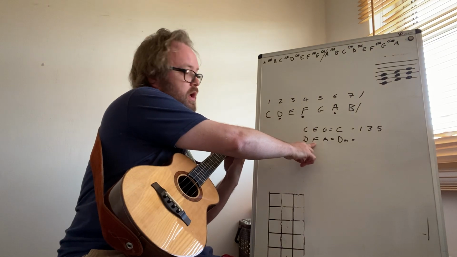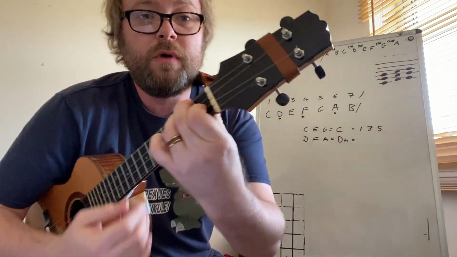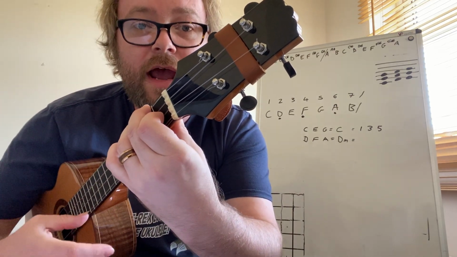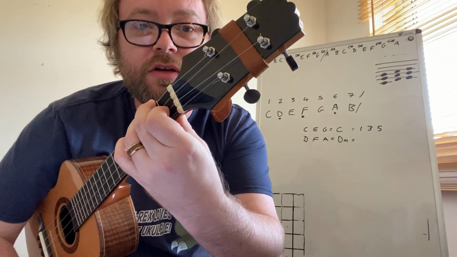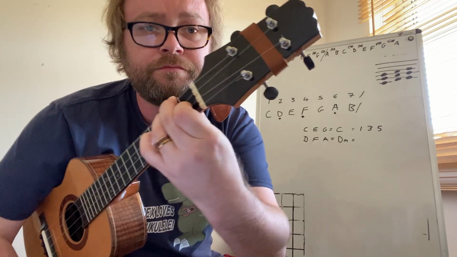Here it is. And then because we've got 4 strings on our uke and only 3 notes, we have to repeat one of those 3 notes, and the easiest one to repeat is an A, because we can just play the bottom string open. So there we have a D minor chord.